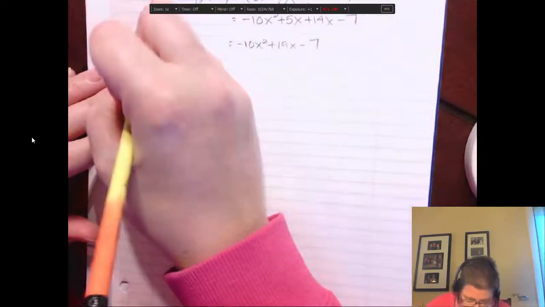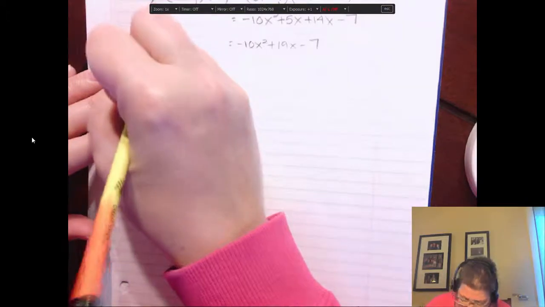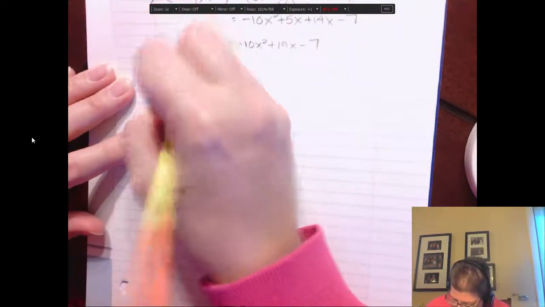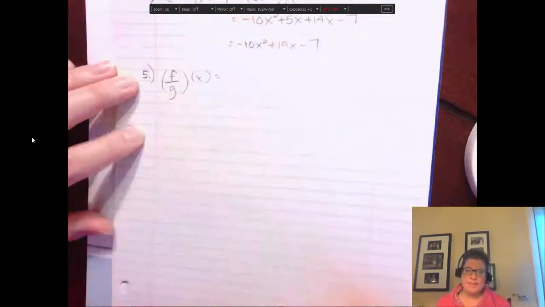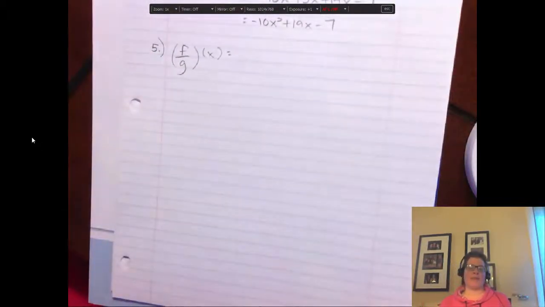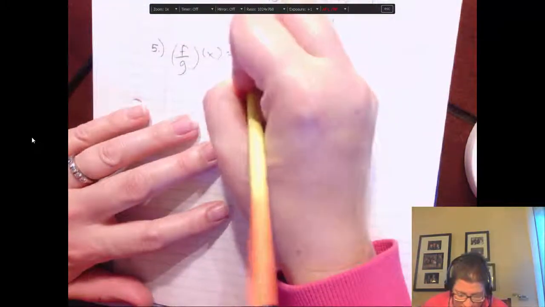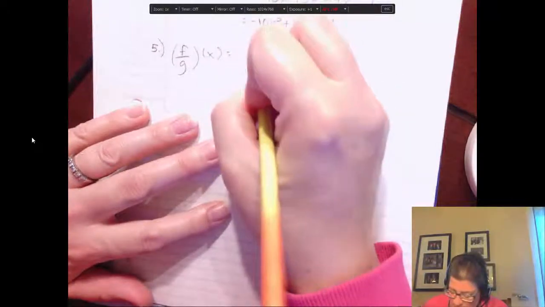Last question, or I have 2 more. What if I said, what's f over g of x, like this? What am I saying when I write it like a fraction? It just means division. So you're going to write them as a division problem, which would be 5x minus 7 divided by negative 2x plus 1.